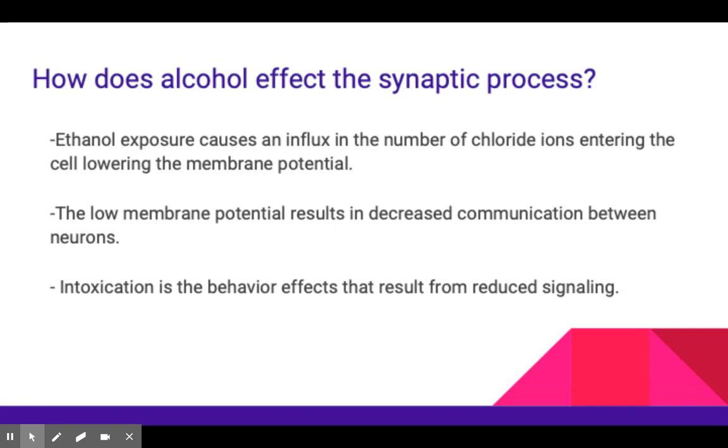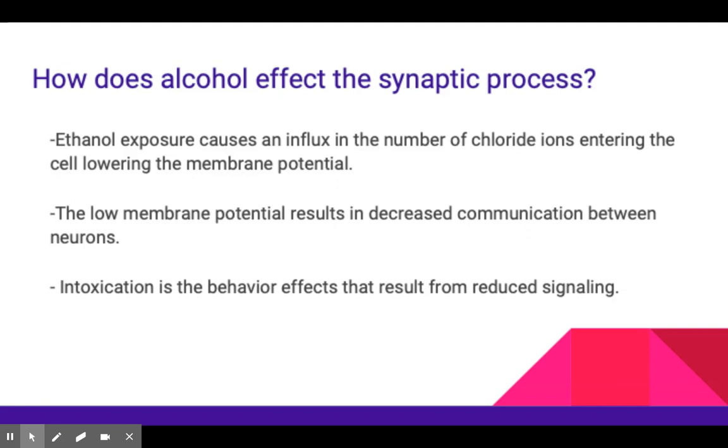Ethanol exposure causes an influx in the number of chloride ions entering the cell, which lowers the membrane potential. And when the membrane potential is lowered, there's a decreased communication between the neurons. Intoxication is the behavior effects that result from the reduced signaling. So it takes a couple of tries for the signals to get across the synapse when the membrane potential is decreased. Remember, we just said a second ago that the synapse is the action potential between the neurons, the nerve cells. So if we decrease that action potential, then we're decreasing the communication. And so it takes a few tries for the signal to get across.